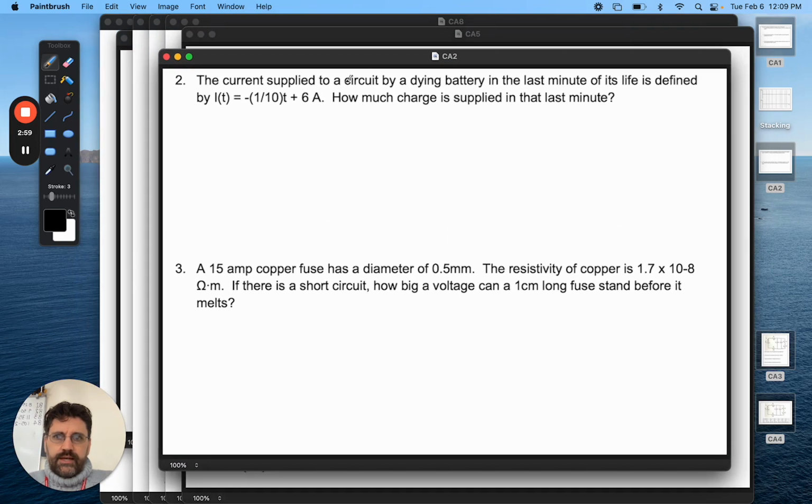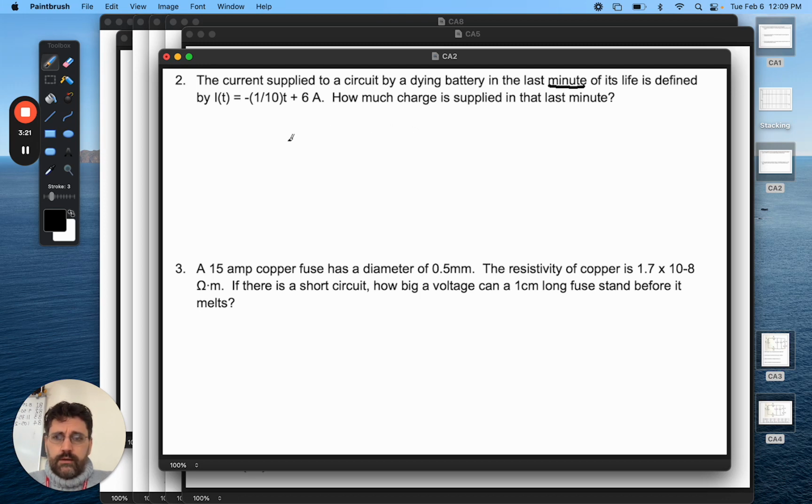So number 2 says the current supplied to a circuit by a dying battery in its last minute of life is defined by current as a function of time is -1/10 t plus 6 amps. Probably somewhere I should have specified to use seconds, but that's pretty standard. We usually use seconds, although it did say a minute here. In physics, our SI unit is seconds.